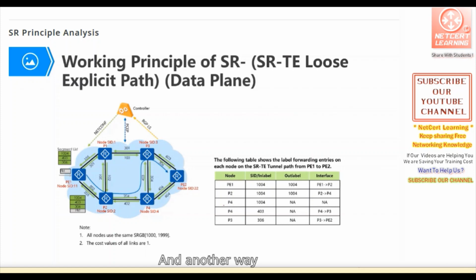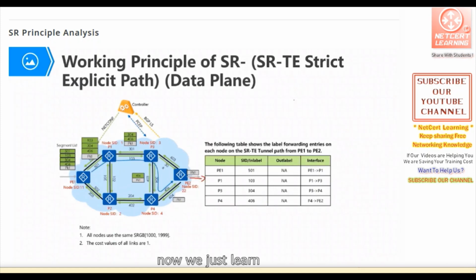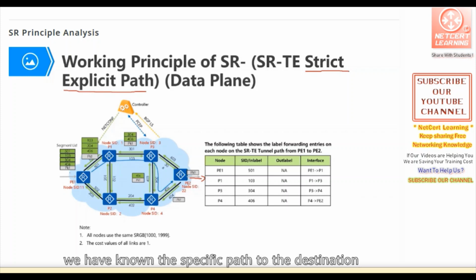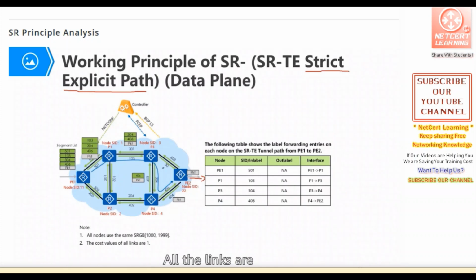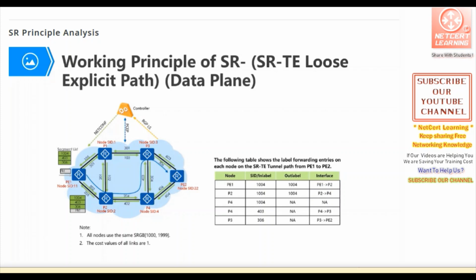What we just learned, we call it a strict explicit path. What does it mean? Strict explicit path means that on the source device of this path, we know the specific path to the destination, all the links, all the hops, hop by hop. We know the whole specific path to the destination. That is a strict explicit path. Another mode is the loose explicit path.